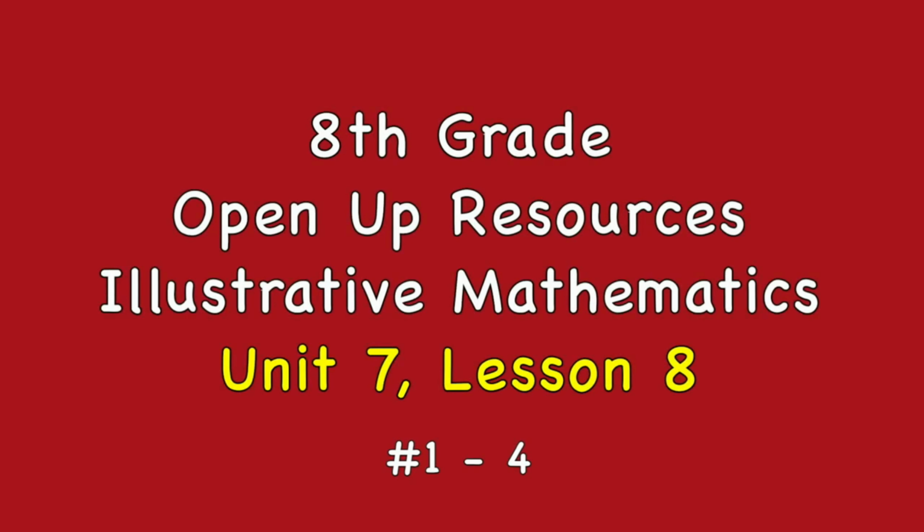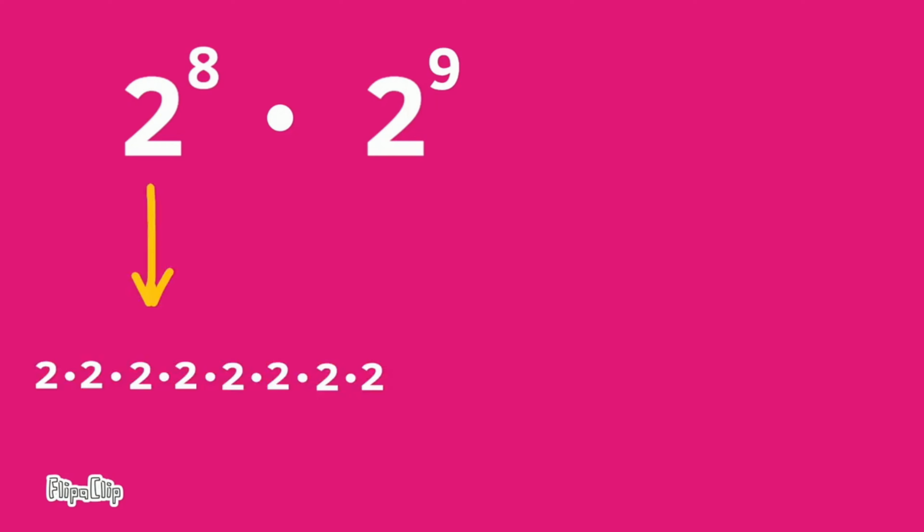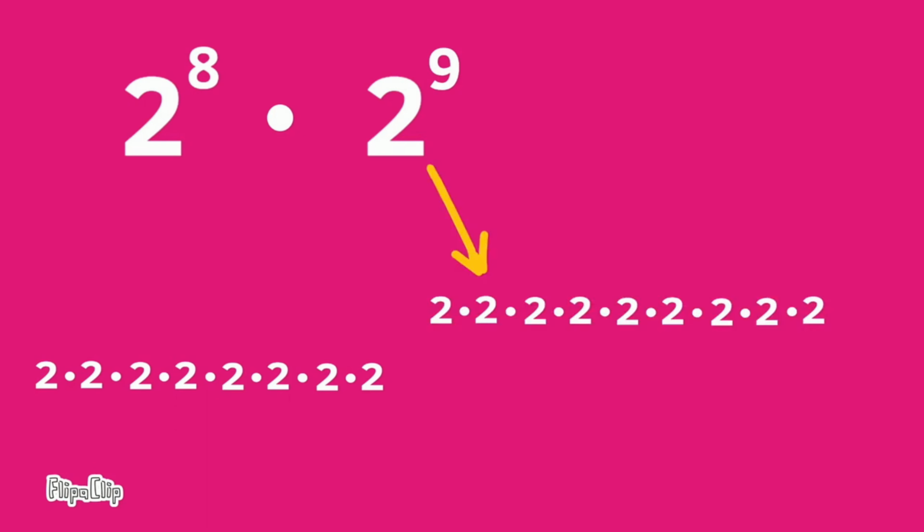Eighth grade Open Up Resources, Illustrative Mathematics, Unit 7, Lesson 8, numbers 1 through 4. 2 to the power of 8 times 2 to the power of 9. The bases are the same, but the exponents are different. We can look at 2 to the power of 8 as 2 times itself 8 different times. And we can look at 2 to the power of 9 as 2 times itself 9 different times.